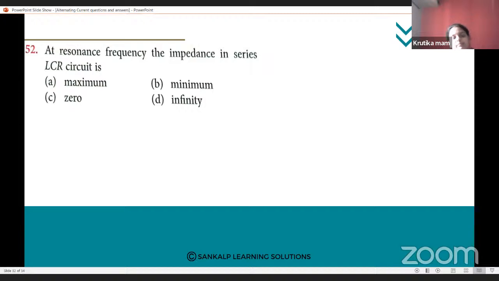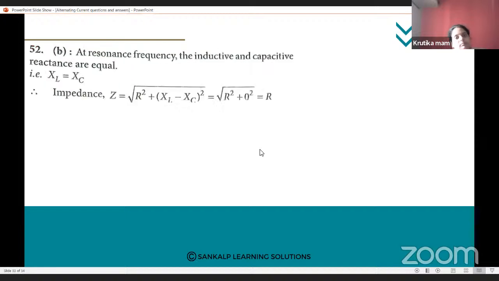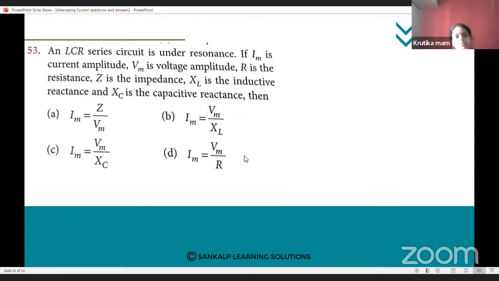Yes. The next question. An LCR series circuit is under resonance. If Im is the current amplitude, Vm is the voltage amplitude, R is the resistance, Z is the impedance, XL is the inductive reactance, and XC is the capacitive reactance.